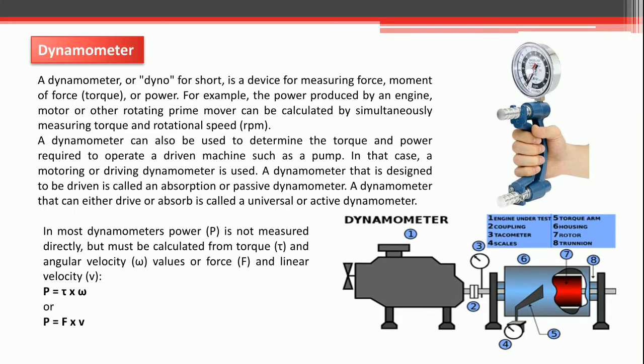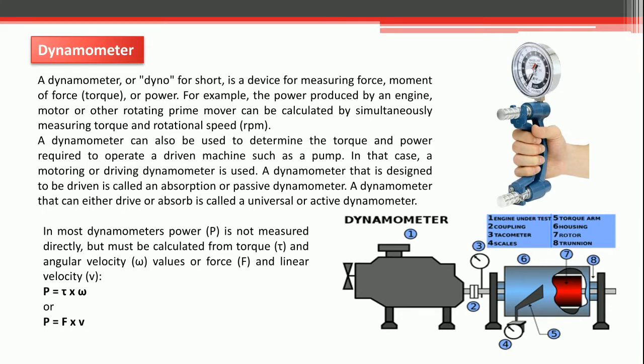So a dynamometer, or dyno for short, is a device for measuring torque, moment of force or power. For example, if power is produced by an engine, motor or other rotating prime mover, it can be calculated by simultaneously measuring the torque and RPM. This dynamometer can be used to determine the torque and power required to operate a driven machine such as a pump.